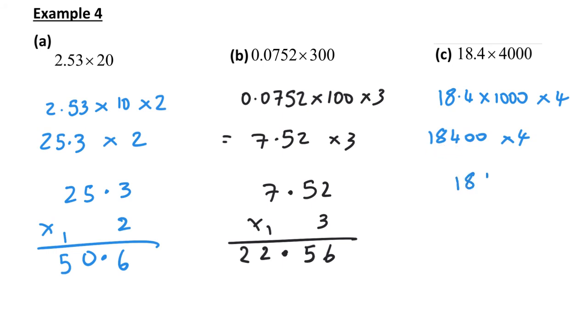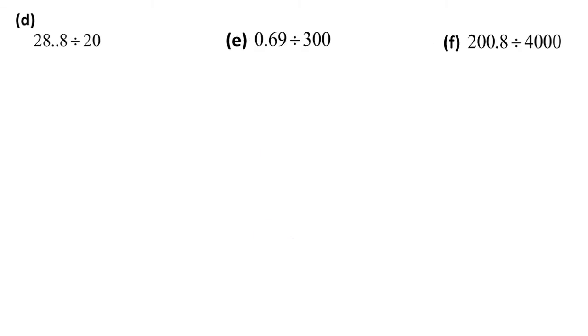And then let's show the working out. 18,400 multiplied by 4. 4 times 0 is 0, 4 times 0 is 0, 4 fours are 16, 6 and carry a 1. 4 times 8 is 32, plus the 1 is 33. So we'll put down a 3 and carry the 3. And then 4 times 1 is 4, plus the 3 is 7. So we'll put the 7 down, so our answer is 73,600.